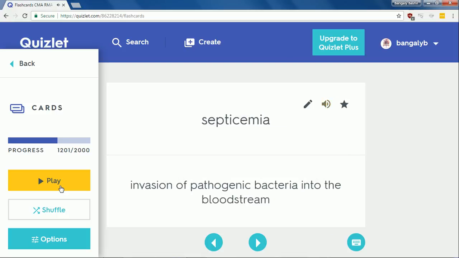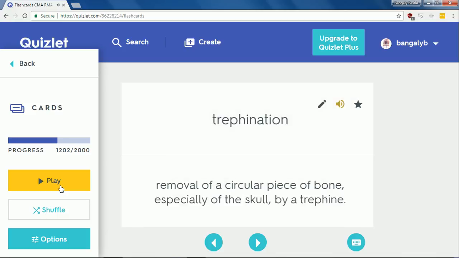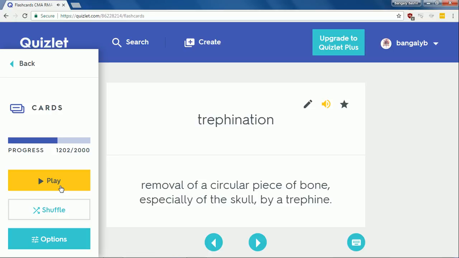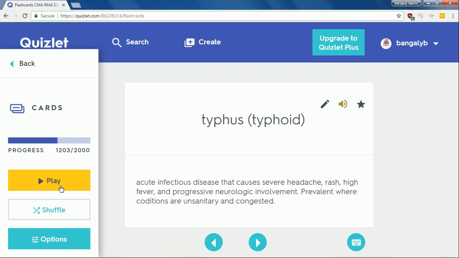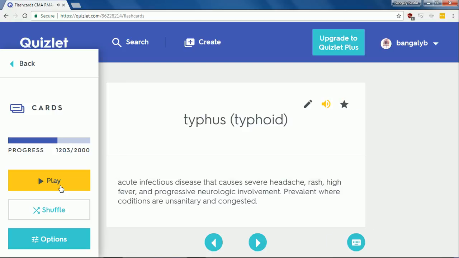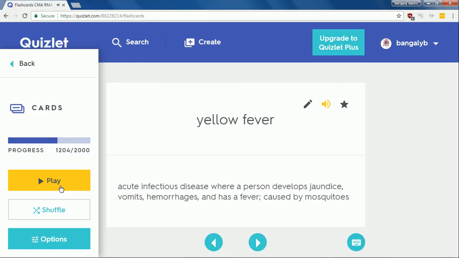Septicemia: invasion of pathogenic bacteria into the bloodstream. Trephination: removal of a circular piece of bone, especially of the skull, by a trephine. Typhus: acute infectious disease that causes severe headache, rash, high fever, and progressive neurologic involvement, prevalent where conditions are unsanitary and congested. Yellow fever: acute infectious disease where a person develops jaundice, vomits, hemorrhages, and has a fever caused by mosquitoes.